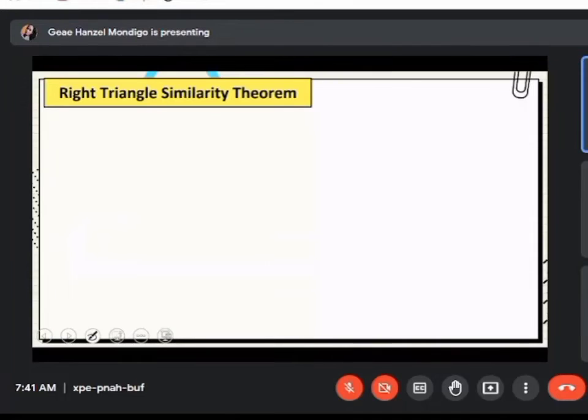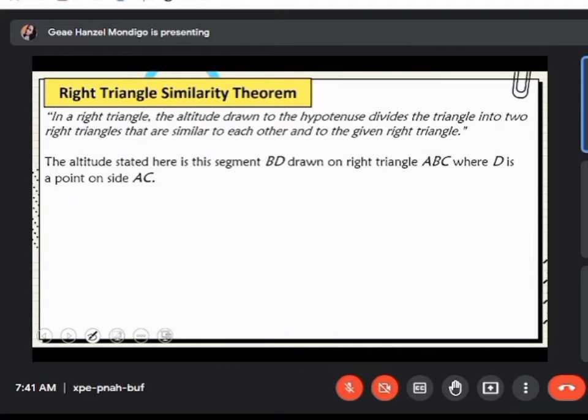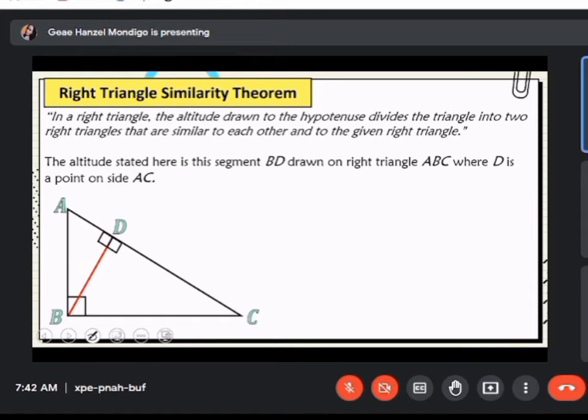Right triangle theorem. The right triangle theorem states that in a right triangle, the altitude drawn to the hypotenuse divides the triangle into two right triangles that are similar to each other and to the given right triangle. So let us consider this figure.